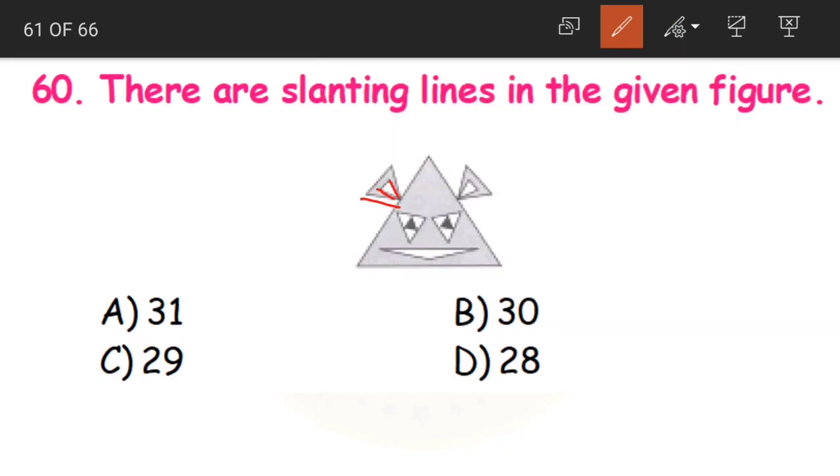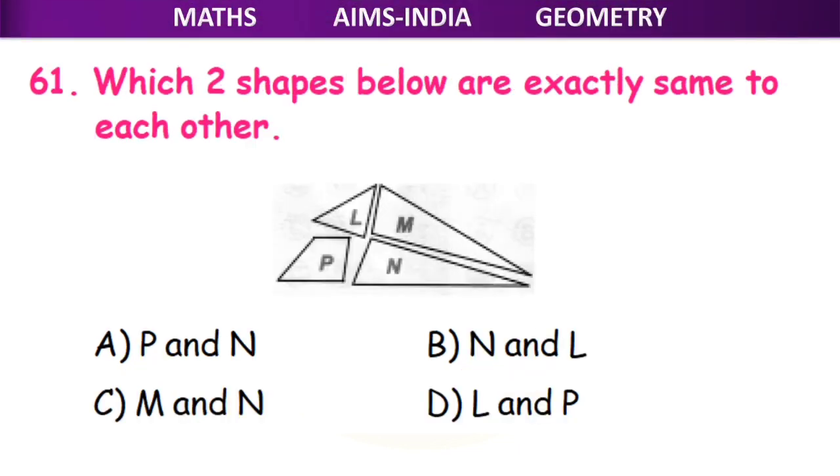1, 2, 3, 4, 5, 6, 7, 8, 9, 10, 11, 12, 13, 14, 15, 16, 17, 18, 19, 20, 21, 22, 23, 24, 25, 26, 27 and 28. So what are the total number of slanting lines in the given figure? It is 28. That is our option D.